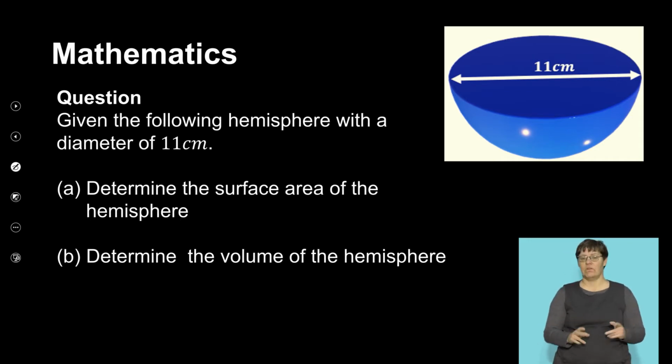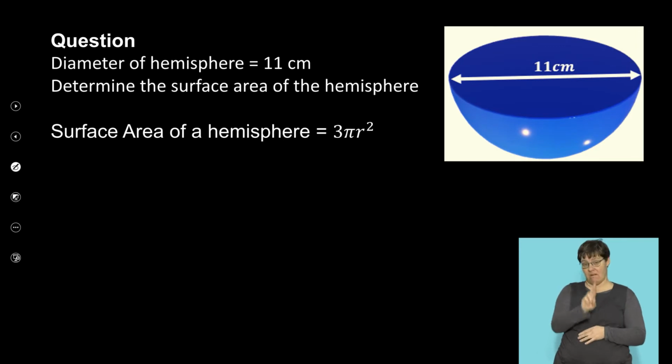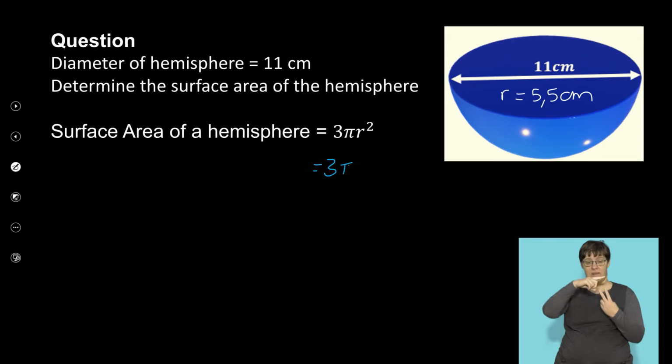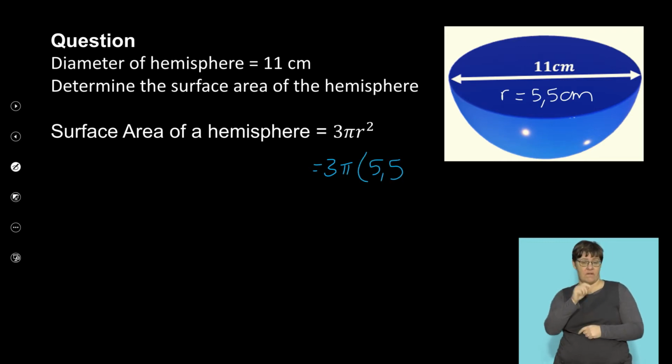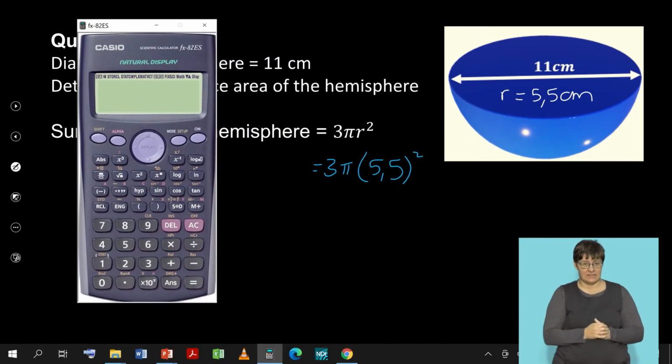Great, so let us do A. We are first going to be calculating the surface area of this hemisphere. Please note that I've given you the diameter as 11 centimeters, but my formula calls for the radius. So that means that my radius will have to be half of my diameter, which is going to be 5,5 centimeters. So at this point, I can fill it into my formula, because it's going to be 3 pi times 5,5 squared.